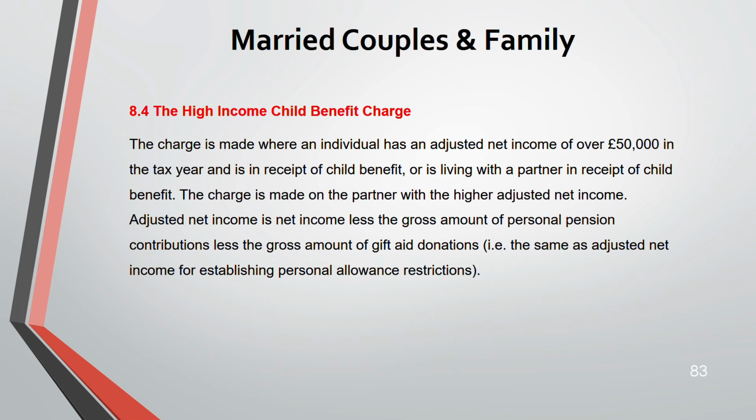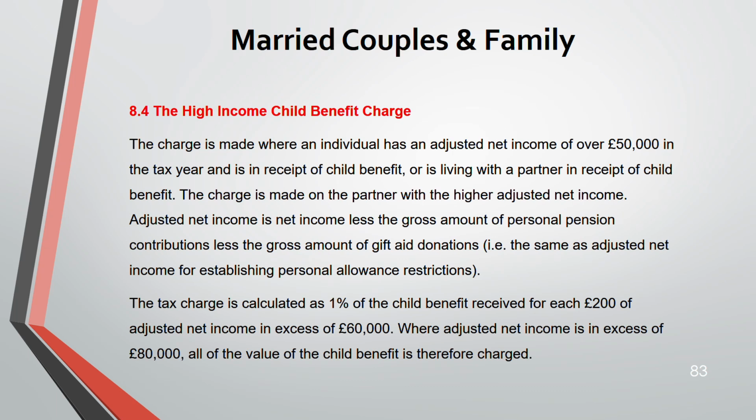Adjusted net income is the net income less the gross amount of personal pension contributions less the gross amount of gift aid donations. Two things are deducted from net income: pension contributions, which must be personal, not occupational, and gift aid donations. The amount has to be gross, not the net figure. This is the same as the adjusted net income for deciding your personal allowance restrictions. So it's the same thing which is applicable here.